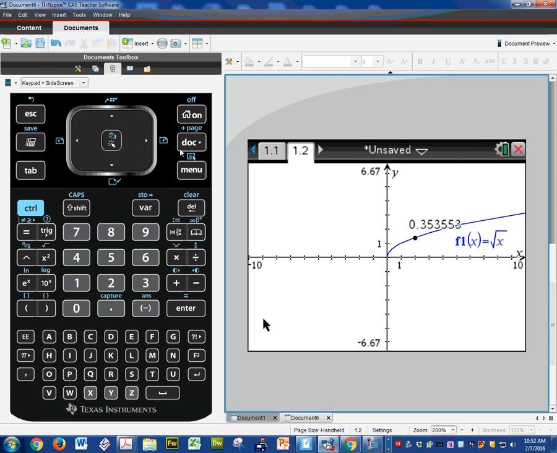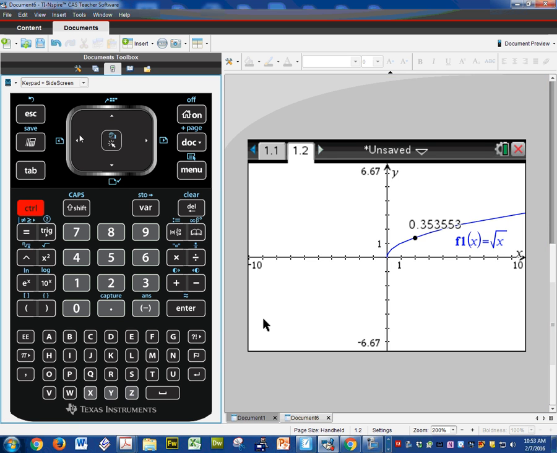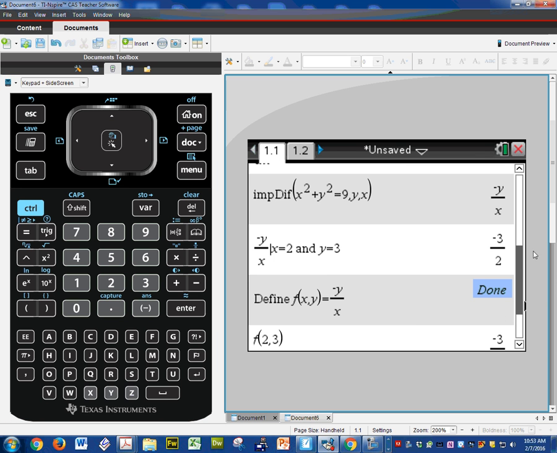So those are all the ways you can find a derivative on the TI Nspire CX CAS. Obviously, if you're in the graphing screen and you need the derivative, you might just want to do it here. If you're on your main calculator, you have multiple options of finding the derivative.